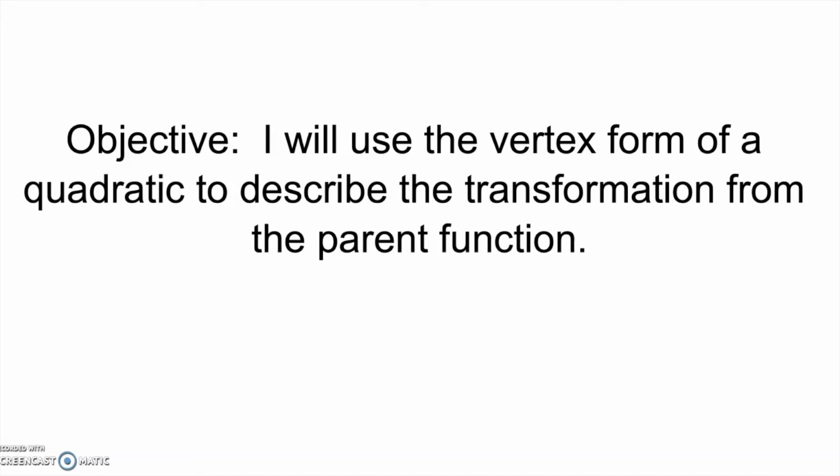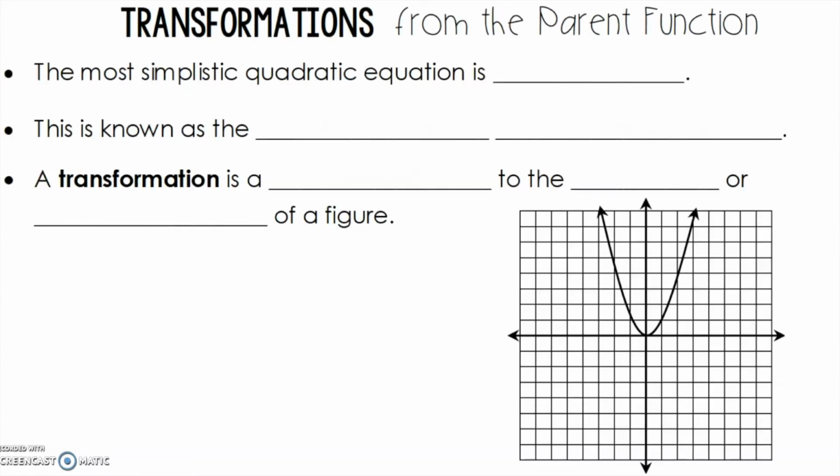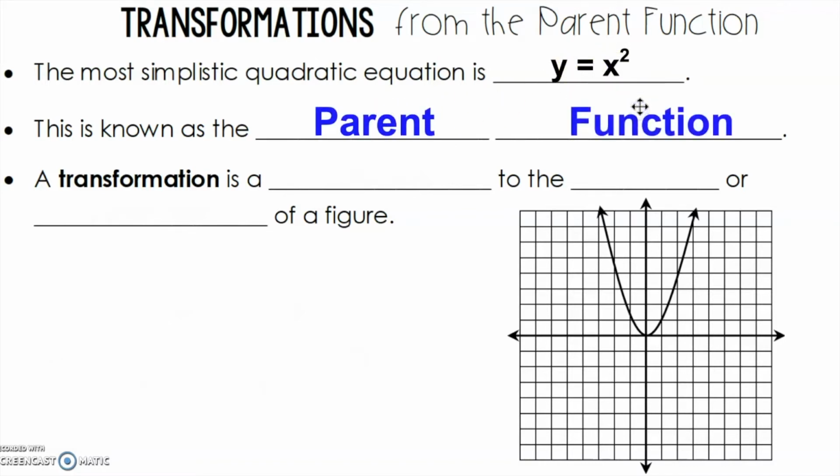In this video, we will use the vertex form of a quadratic to describe the transformations from the parent function. Okay, so let's talk about transformations for a second. The parent function, or the most simplistic quadratic equation, is y equals x squared. That y equals x squared is known as the parent function.